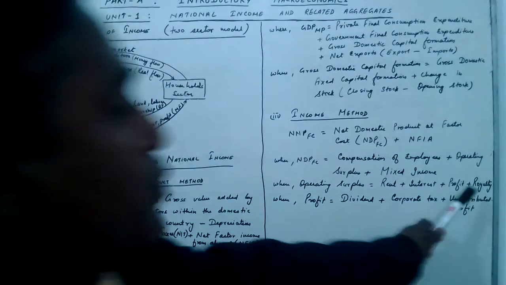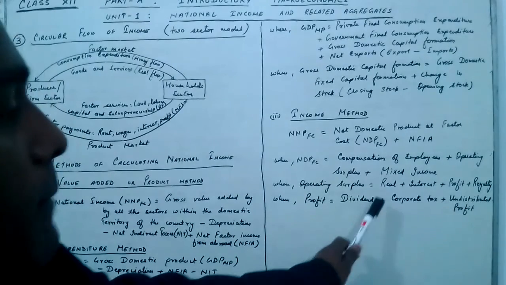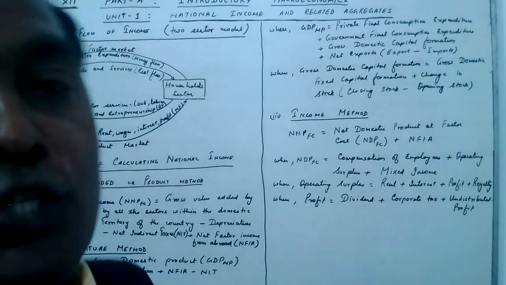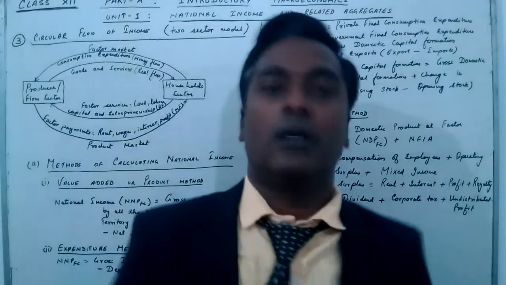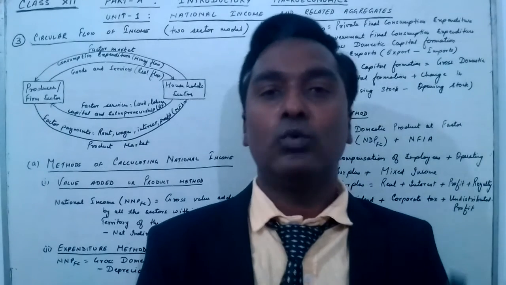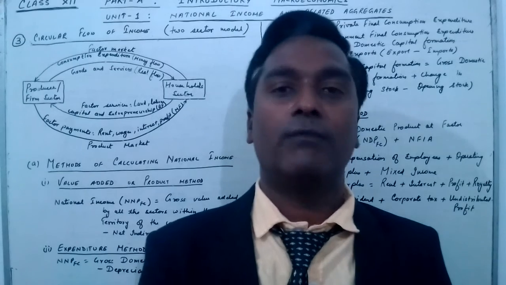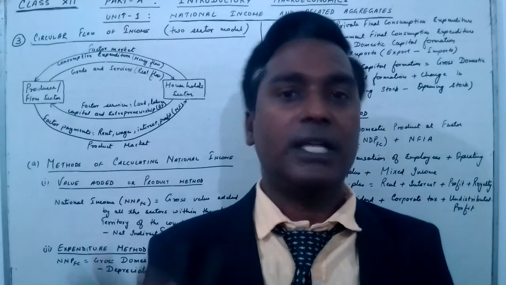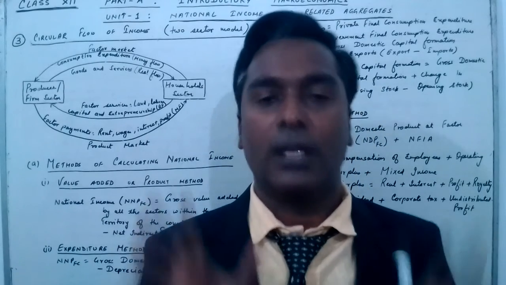Now again, this profit equals dividend plus corporate tax plus undistributed profit. So this is the formula by which we calculate the national income. All the data will be given; you only have to take the data from the table and put it into the formula to calculate the national income.